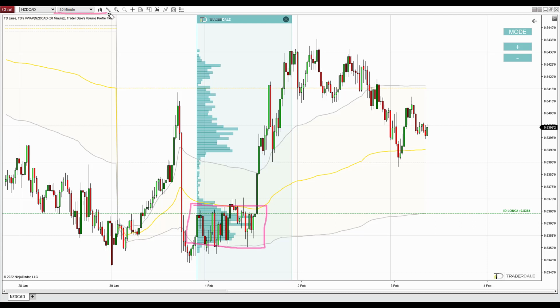Oh, by the way, we are looking at a 30-minute chart of the New Zealand dollar, Canadian dollar. So I'm interested in rotation areas from which strong trend activity starts, like this, right? This is the trend activity which is starting from a rotation area. Now, when I see such a thing, I'm interested in volume distribution in that rotation area, like in here.